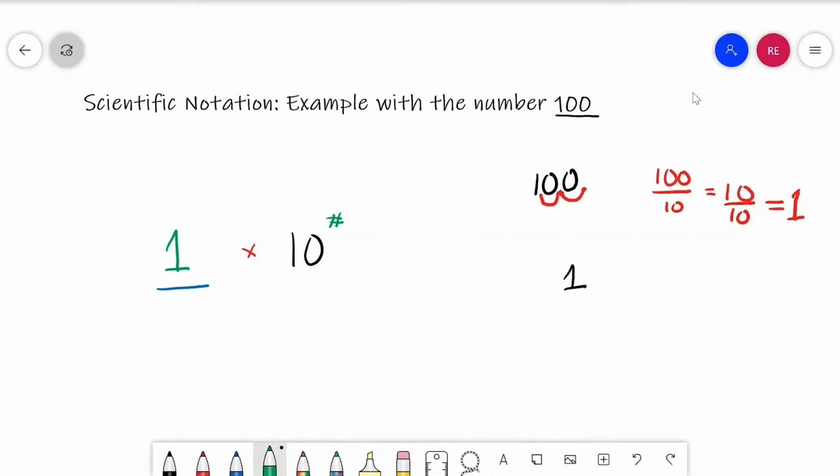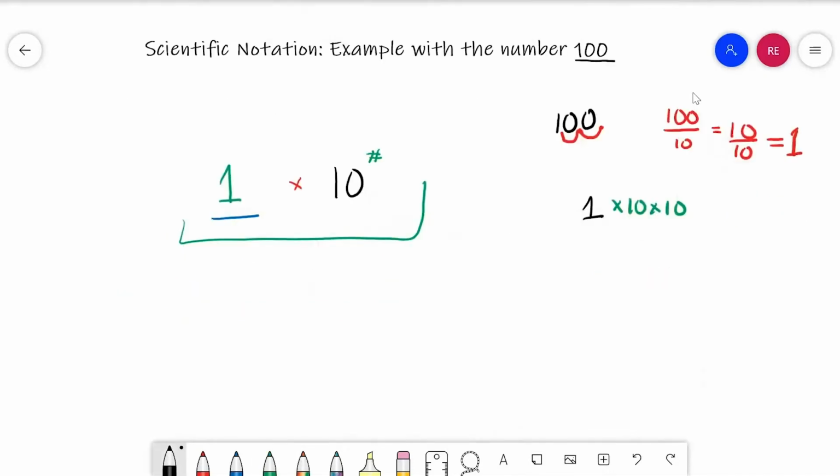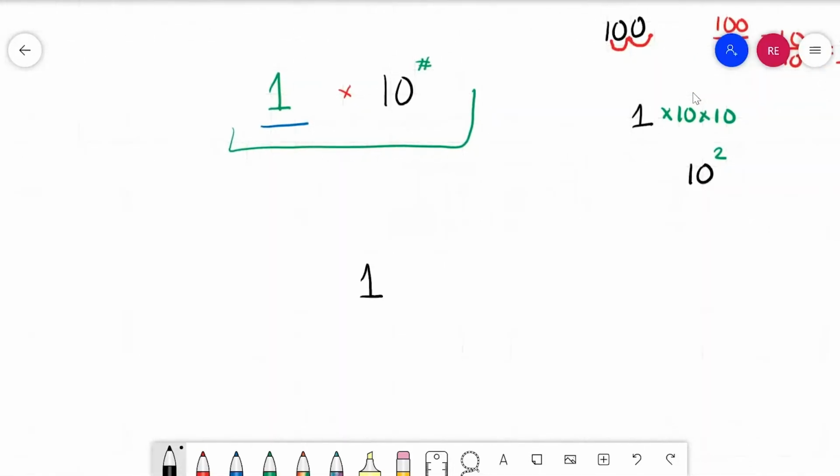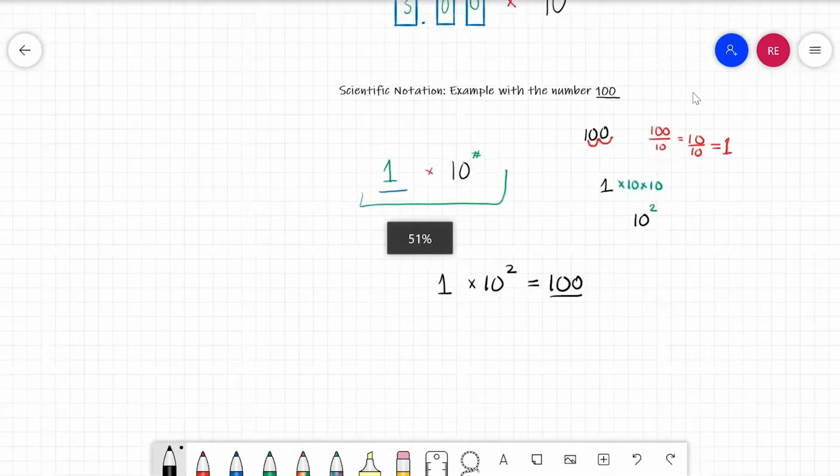Now, since we divided by 10 two times, to get the number 100, which is the number that we are representing in scientific notation, we will be multiplying by 10 two times to undo that division. And so 10 times 10, another way of writing that is 10 to the second power. And so in scientific notation, 100 would be 1 times 10 to the second power, which is equal to 100. Let's take another example.